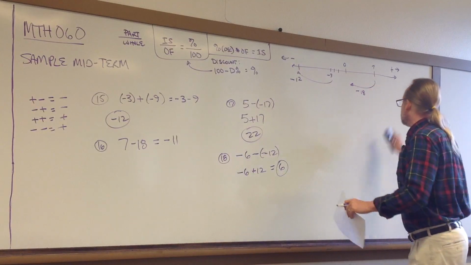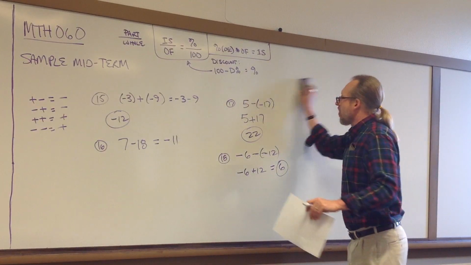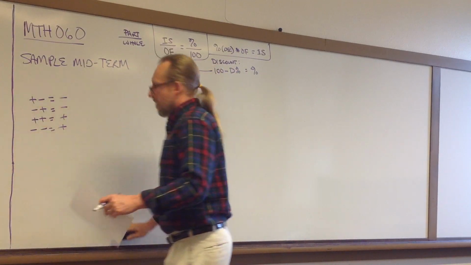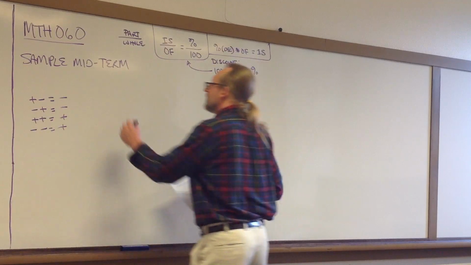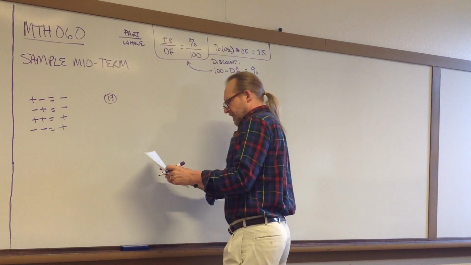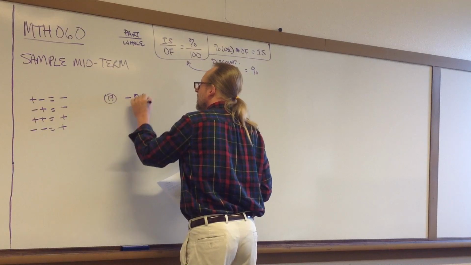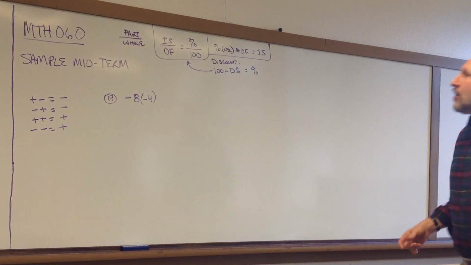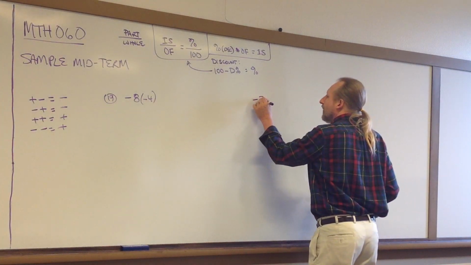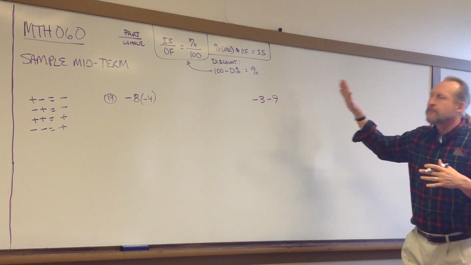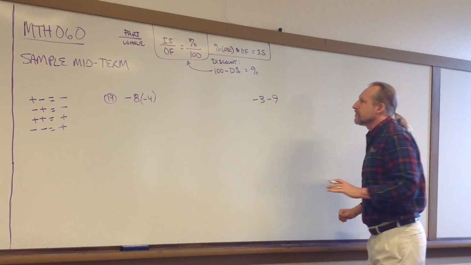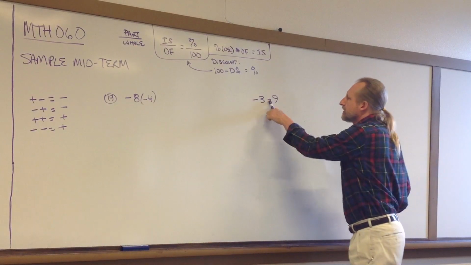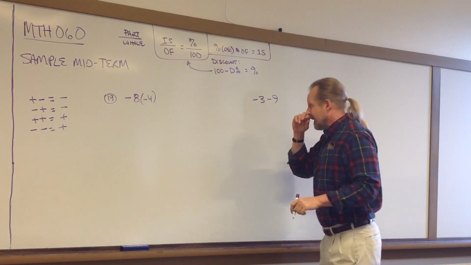Let's see, let me make some space here. And we're on problem 19. So these are the multiplication and division problems. Negative 8 times negative 4. So now here's the thing. When you're subtracting, I just a minute ago gave you this example, negative 3 minus 9. That's subtraction, okay? This negative does not affect this negative. You start at negative 3. This takes you 9 places further out into the negative numbers.